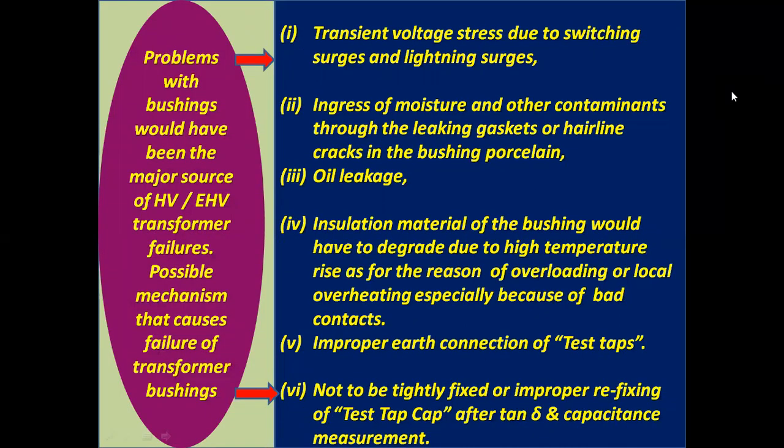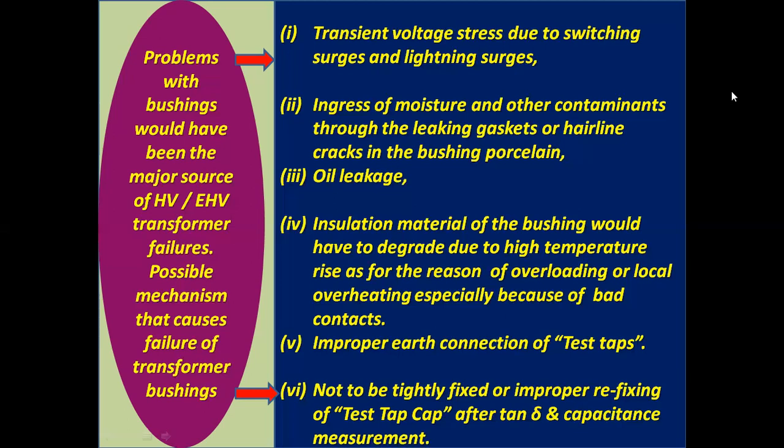Now, problems with bushings are a major source of HV and EHV transformer failures. Possible mechanisms that cause failure of transformer bushings: 1. Transient voltage stress due to switching surges and lightning surges. 2. Ingress of moisture and other contaminants through leaking gaskets or hairline cracks in the bushing porcelain.